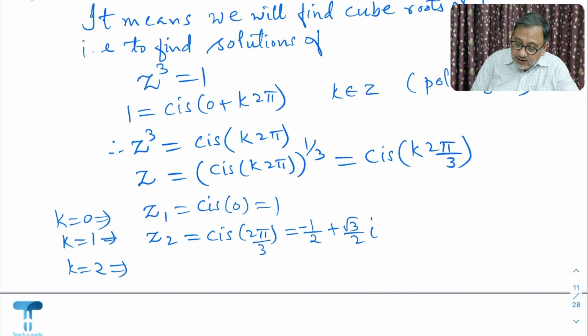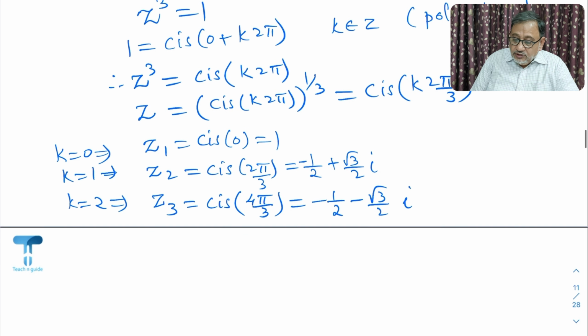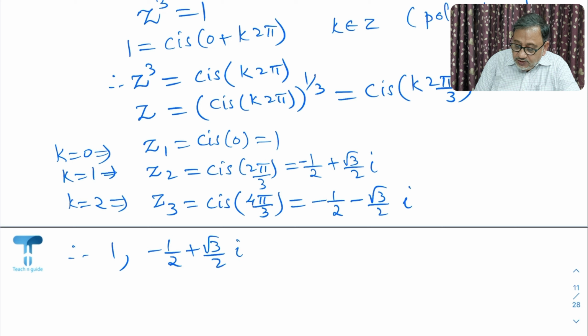Okay, and when k is equal to 2, z3 will be cis 4 pi by 3, and now it is in the third quadrant, so both of them will be negative. So negative half and negative root 3 by 2 i. Okay, so therefore 1, minus 1 by 2 plus root 3 by 2 i, minus 1 by 2 minus root 3 by 2 i are cube roots of unity.